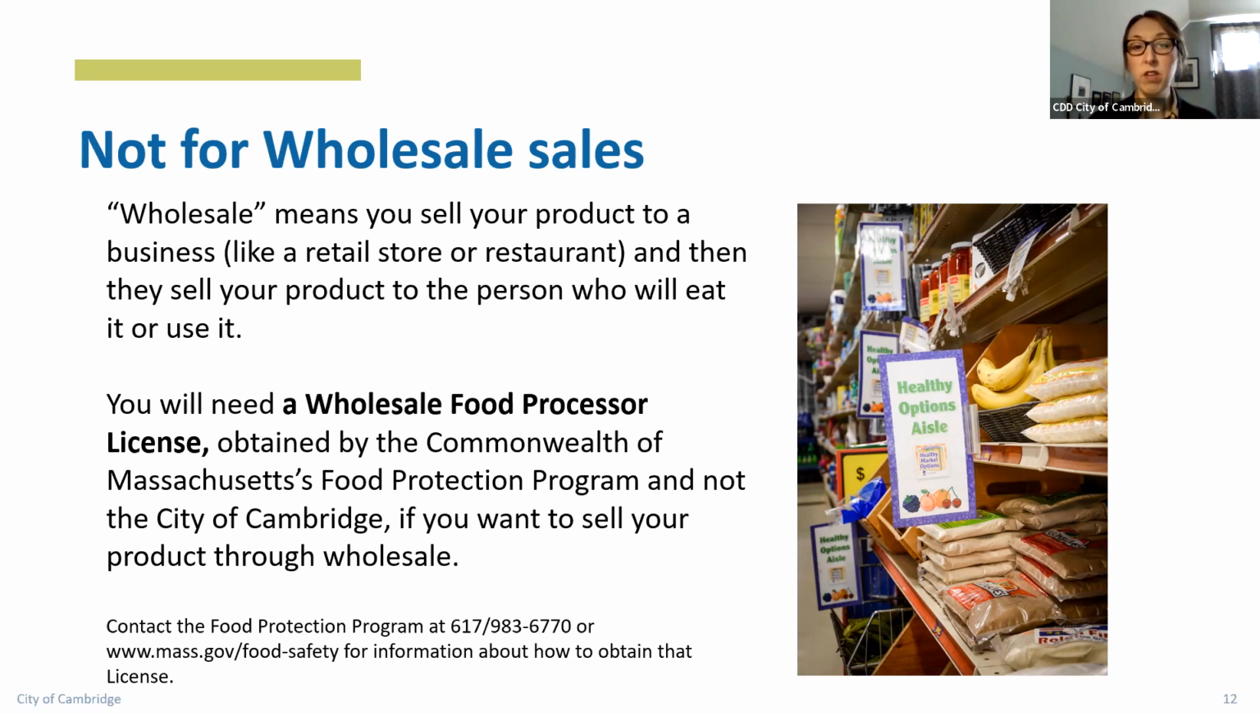It's called a wholesale food processor license, and it is obtained through the Commonwealth of Massachusetts Food Protection Program and not through the city of Cambridge. If you want to sell your product via wholesale, we strongly suggest that you get in touch with the state, and have included some contact information at the bottom of this slide. The phone number is 617-983-6770 to speak to someone at the state about the wholesale food processor license.